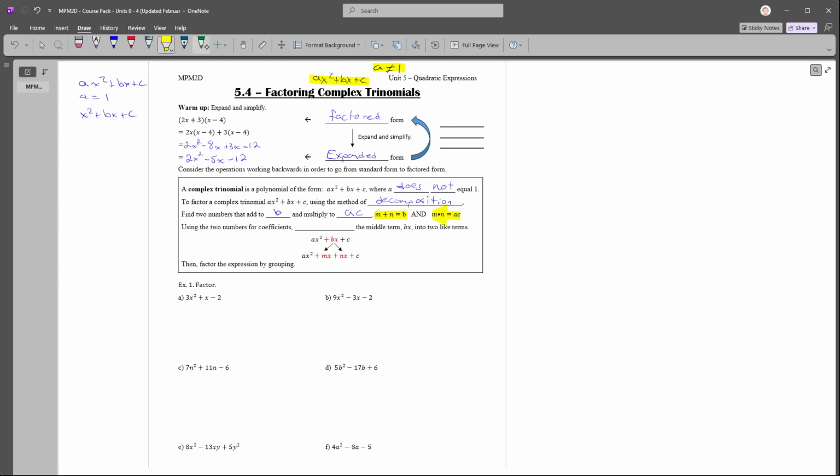I don't know why it did that as an arrow. That's pretty weird. Undo. Whatever, we'll leave it as it is. Let's not complicate things.